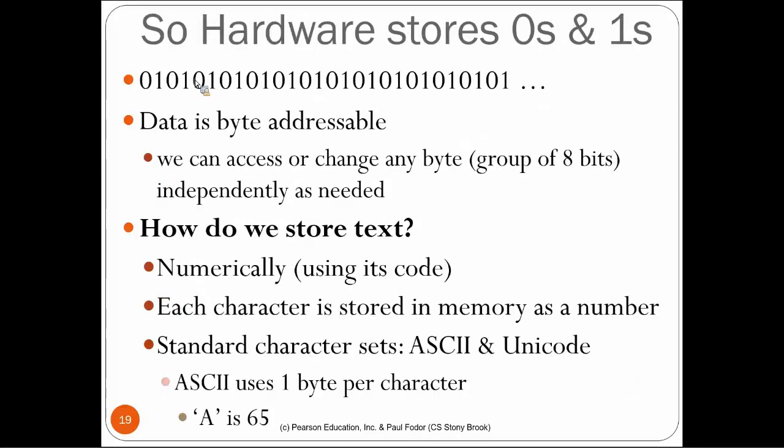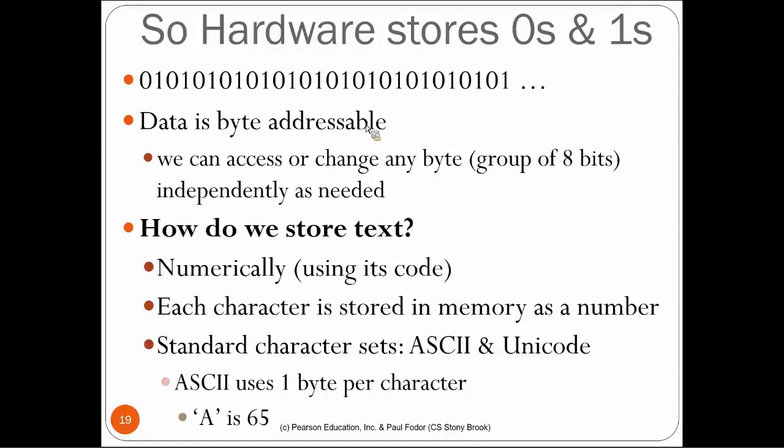So the hardware stores 0s and 1s. The data is byte addressable. We can access any byte, a group of 8 bits, independently. How do we store text? Basically, we use an encoding. First we store for the location that it's a text. The type of that location is text. And then we use the code. Each character is stored in memory as a number. And there are different encodings.